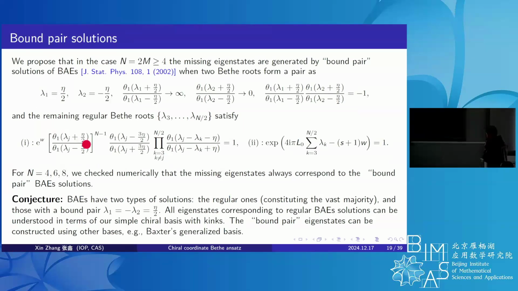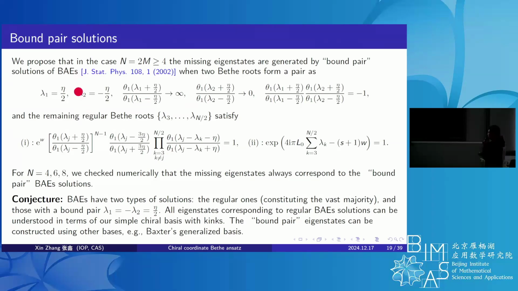And then from some numerical data, we found that in Baxter's work, he proposed a very special solution for the Bethe equation, which Baxter called the bound pair. It means one Bethe root is at position eta over 2, and the other is minus eta over 2. One factor goes to infinity, the other factor goes to 0, but their product is -1. Such bound pair solutions contribute a constant to the energy.